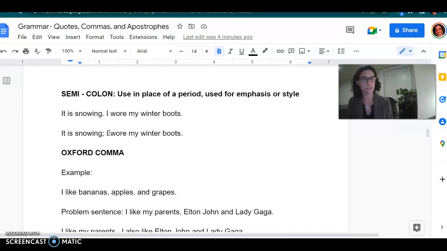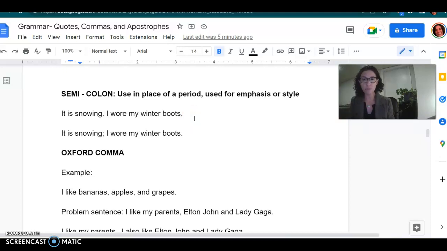It is truly just for style purposes. And we use it any time that you could use a period, you could use a semicolon instead. So again, to go back to my example about snowing in winter boots, it is snowing, period. I wore my winter boots. So there's lots of ways that you could rewrite this.